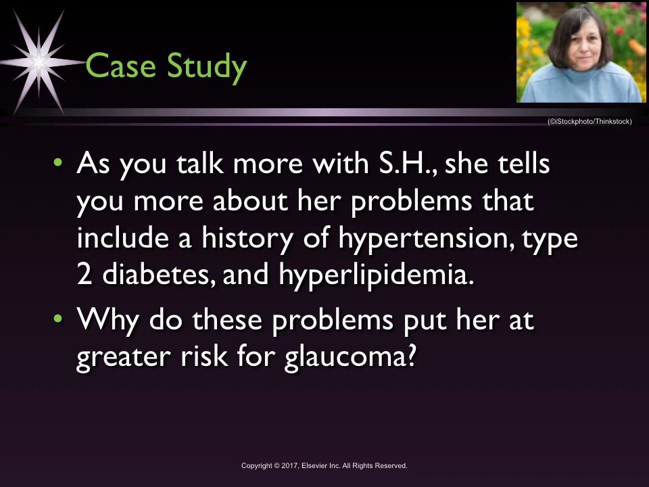All right, so as you talk more with the SH, she tells you more about her problems that include a history of hypertension, type 2 diabetes, and hyperlipidemia. Why do these problems put her at greater risk for glaucoma? The biggest thing is that some of her medications may actually potentiate the effects of the treatment for her possible glaucoma. In other words, these medications that she's taking combined with her other meds for the glaucoma actually may make all of them work even more.